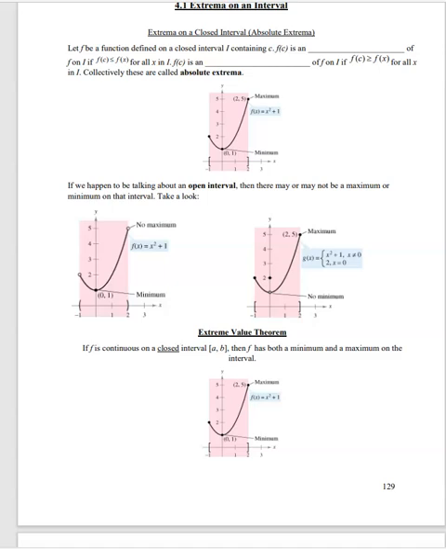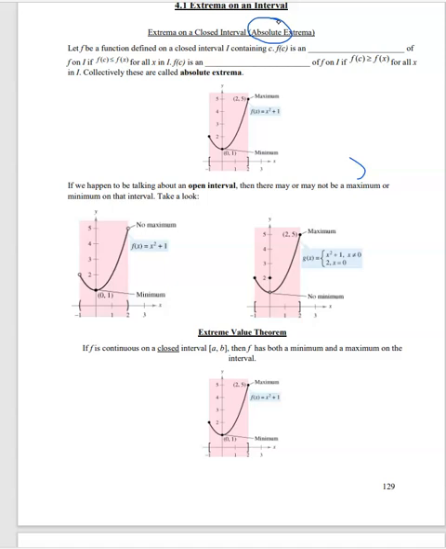I want to take a quick look at section 4.1, where we're getting into some applications of derivatives. In this section, we're primarily looking at some definitions and things we want to look at when we're looking at the graph, and how we can use the derivative to help us figure out what those special points are on the graph. The name of this section is Extrema on an Interval. We're starting off by looking at a closed interval. That is important here, that we're specifically looking at a closed interval. When it's a closed interval, we call those extrema absolute extrema. That's an important term.